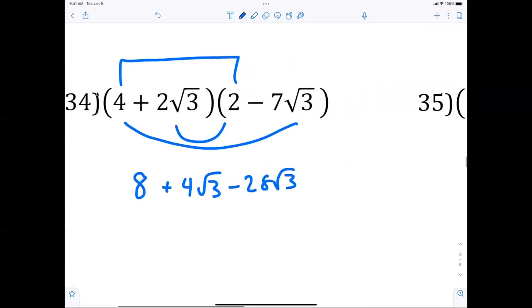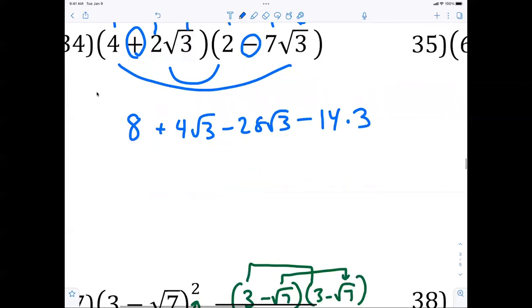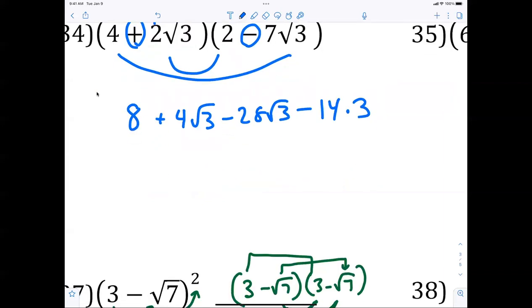Okay, please get this right now. Positive times a negative. Negative. 2 times 7. Square root of 3 times 3. Come on now. Yes. Anybody have an issue with that? All right, now we are simplifying. So this, of course, right here is negative 42. Does everybody agree with that?